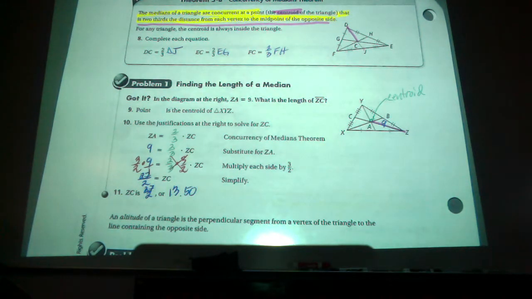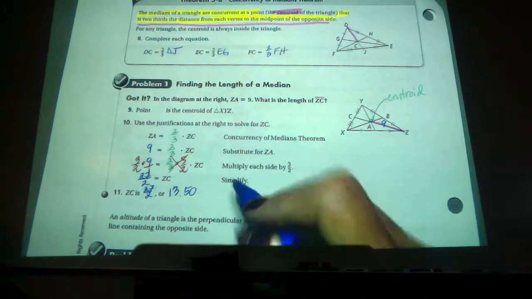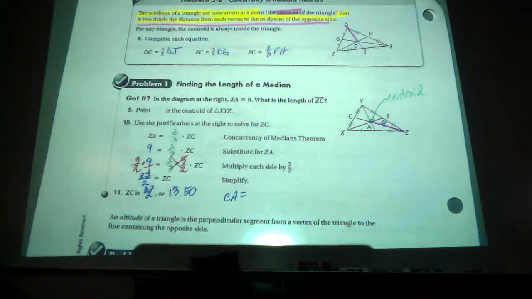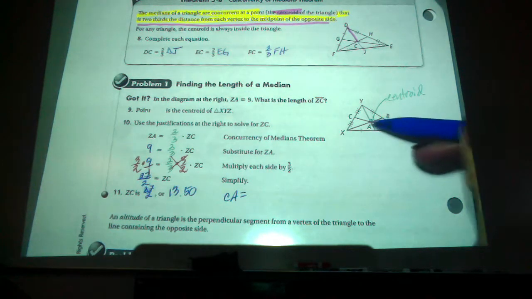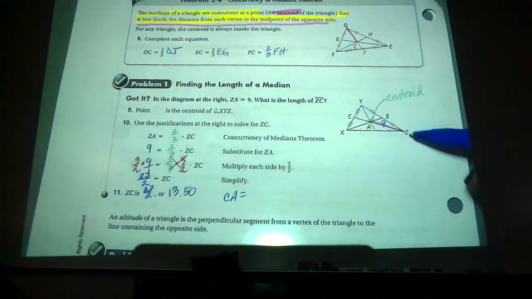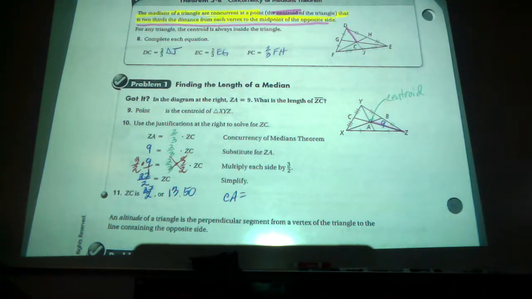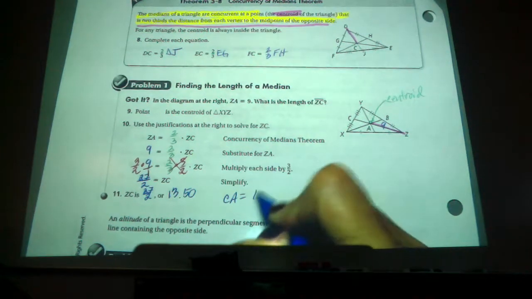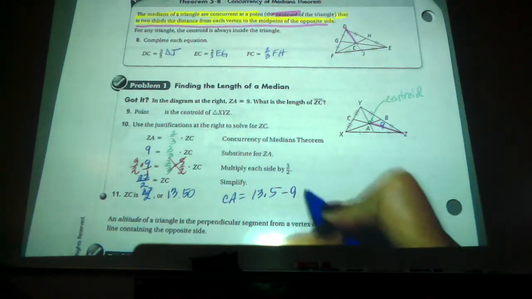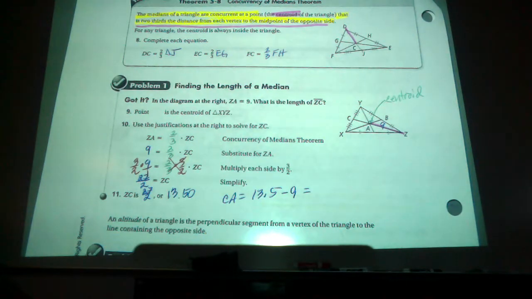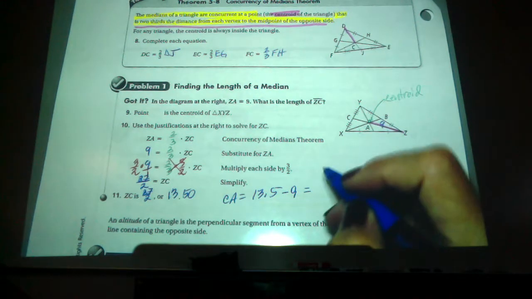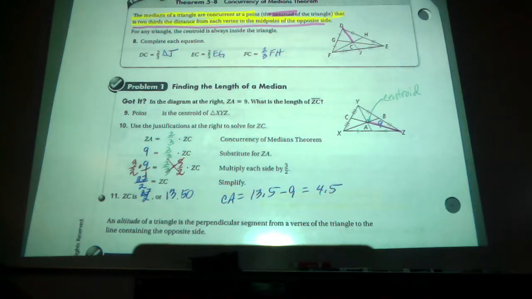So then, couldn't we find the measure of CA if we had to? What's the measure of CA? Well, we know this is 9, and we know the entire distance is 13.5. How are you going to find CA? Subtract. You've got 13.5 minus 9 equals, what's 13 minus 9? 4. So would I have 4.5? Right? So they put it actually out as well.